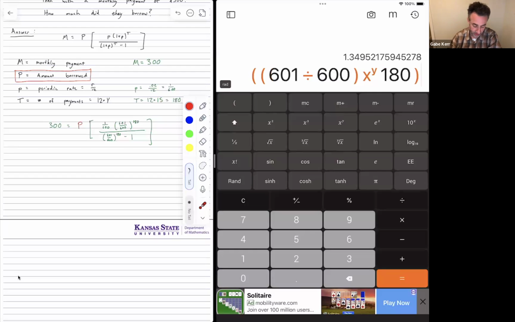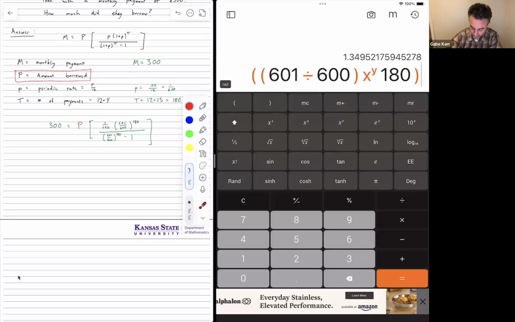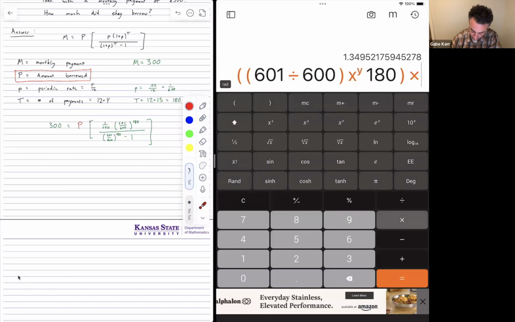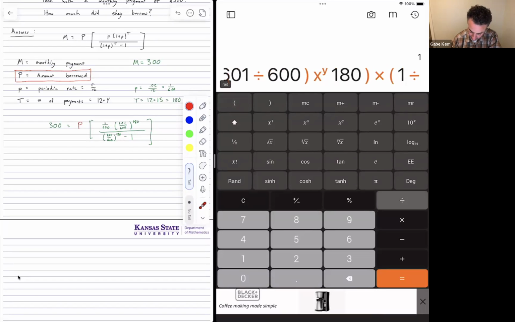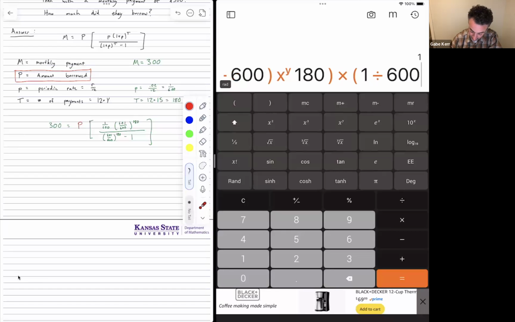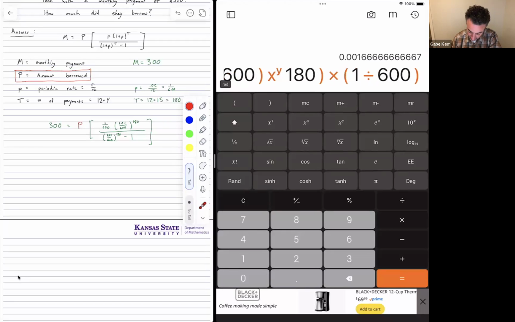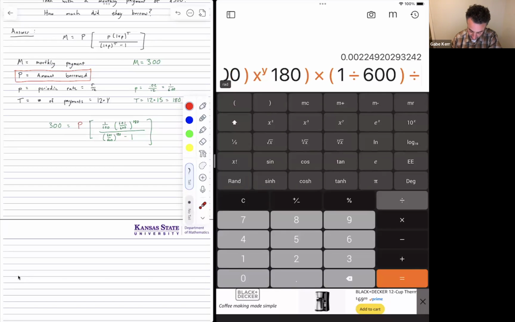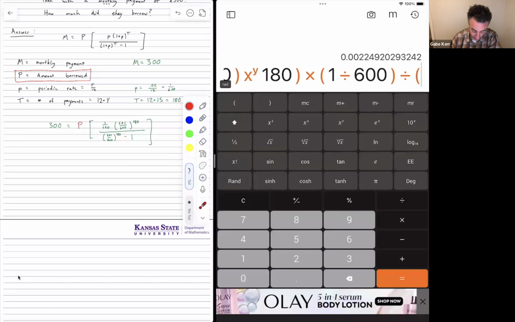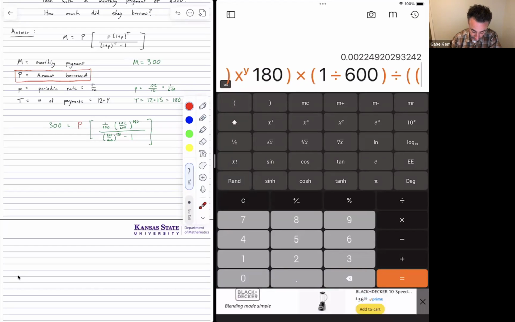So I'm switching these two factors. I just calculated that. I'm going to put this over on the other side. Sorry about that. So I'm going to say times 1 over 600. Great. And now I'm going to divide that by the denominator. Well, I'm probably doing too many parentheses, but I'm going to be conservative and put in as many parentheses as I'm comfortable with.